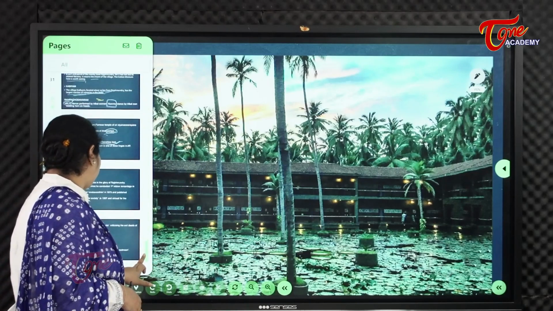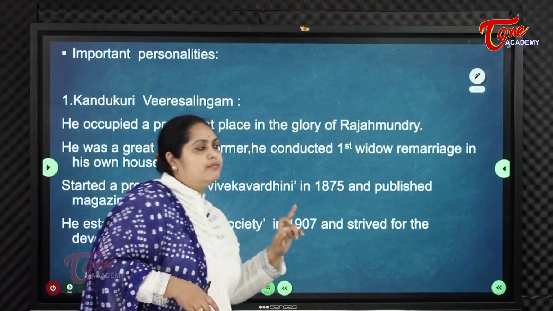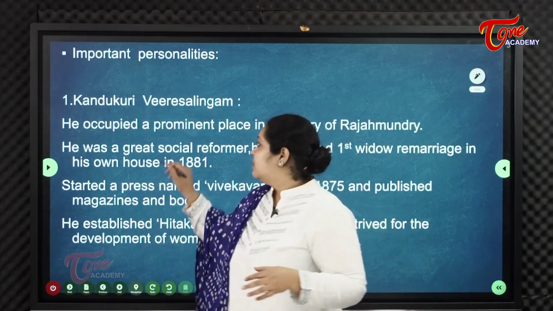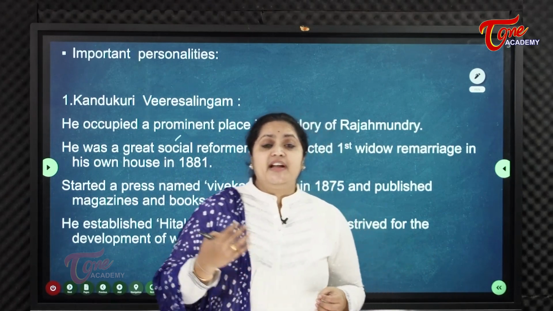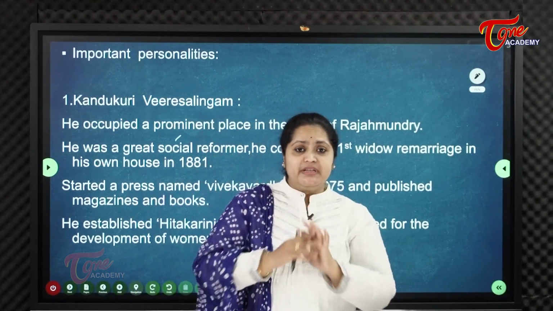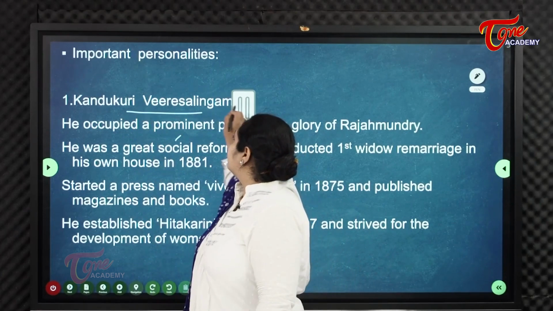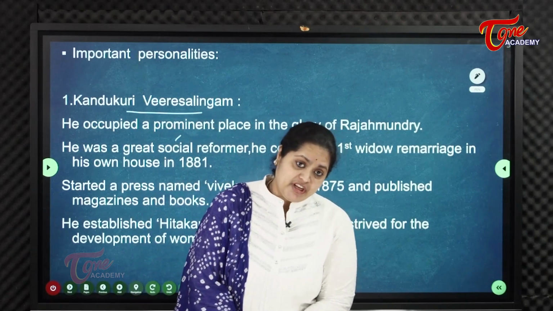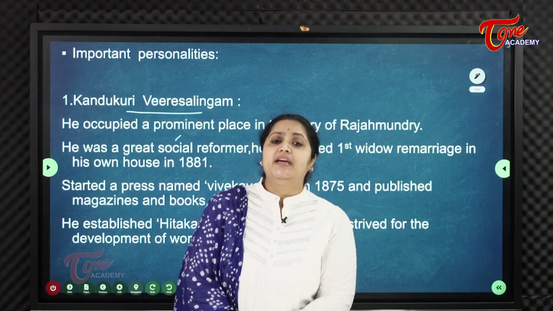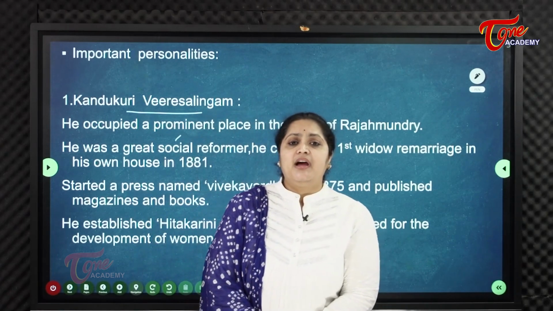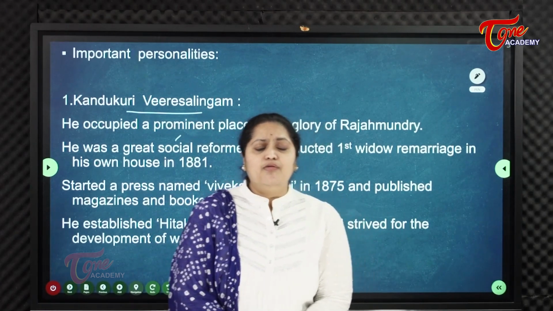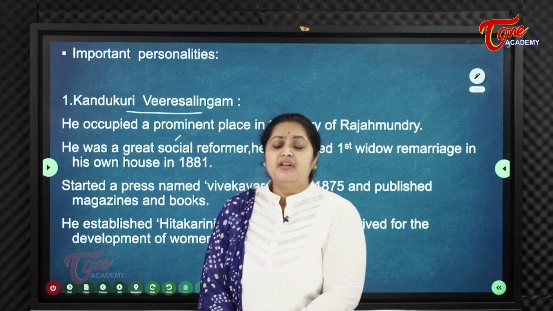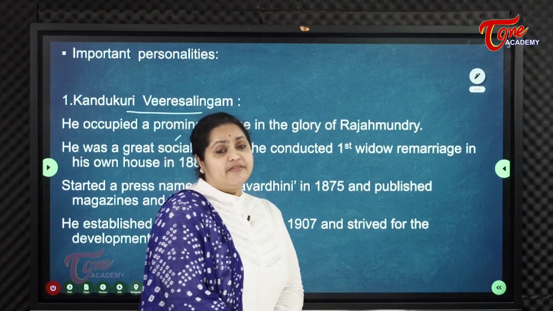Next, who are the other important personalities from the East Godavari district? Freedom fighters and important literary persons. The first one is Kandukuri Veeresalingam Pantulu. Kandukuri Veeresalingam Pantulu is from Rajahmundry, from East Godavari district only. The social reformer, he brought a revolution in the thoughts of the people. He is a social reformer, a social revolutionary.